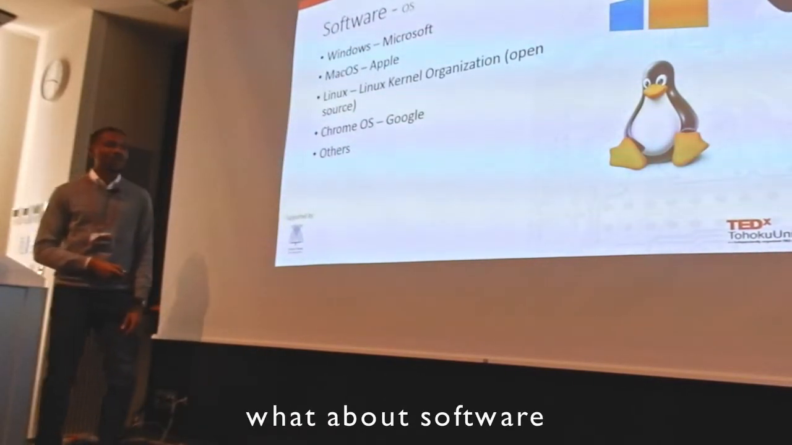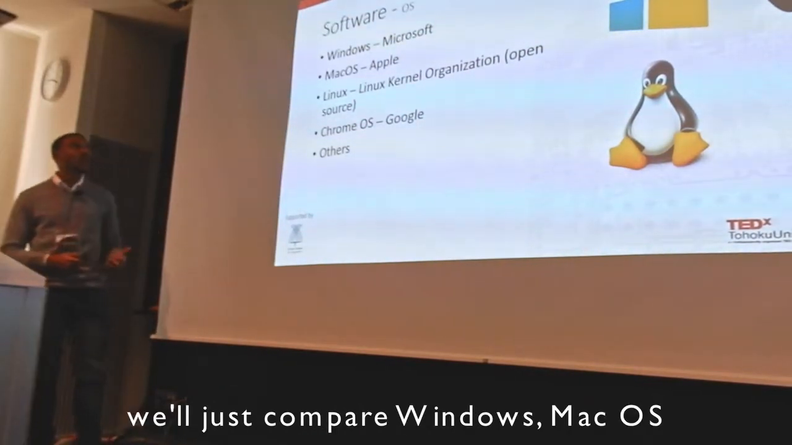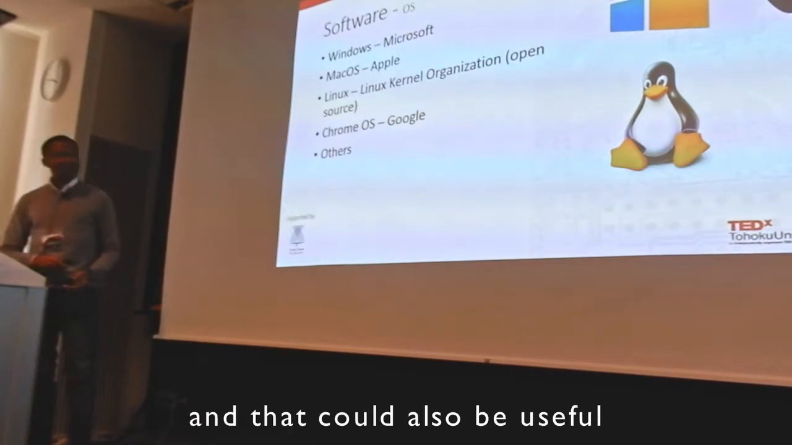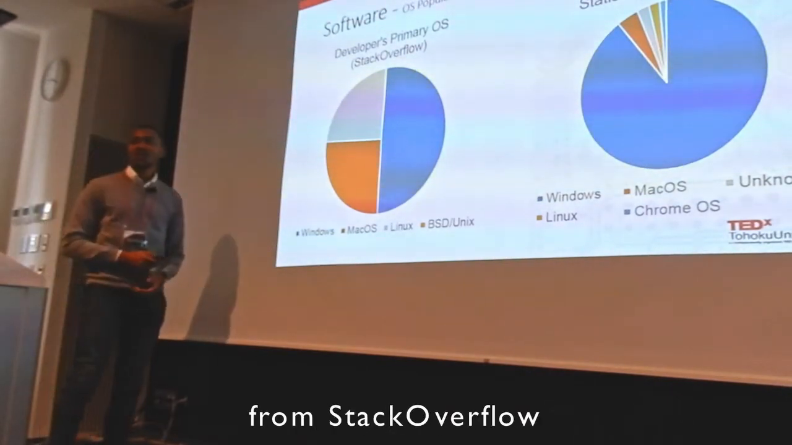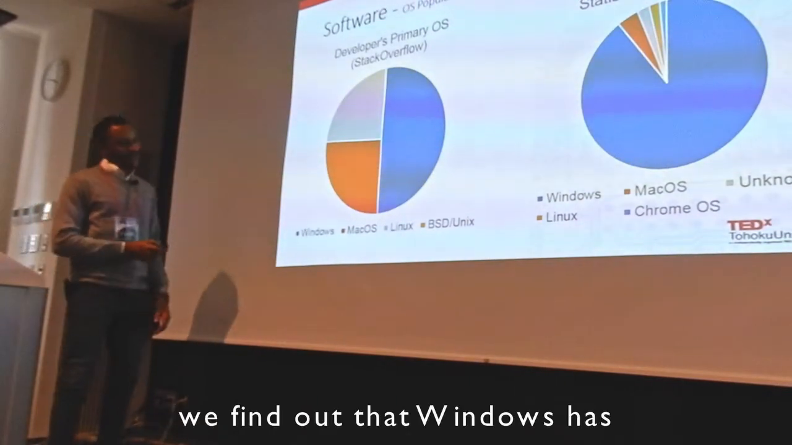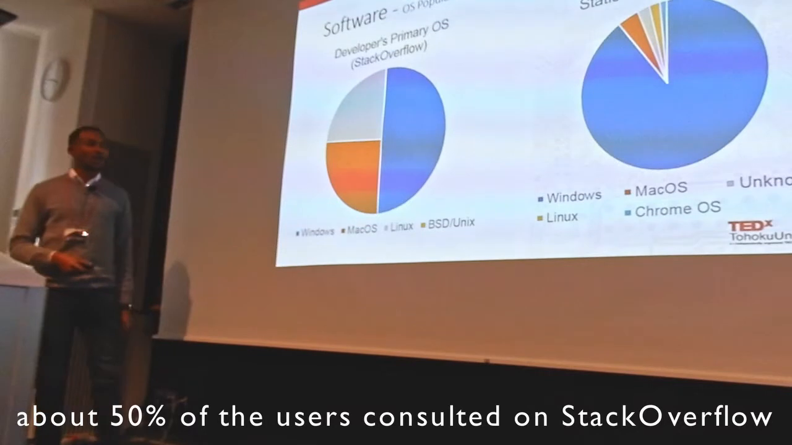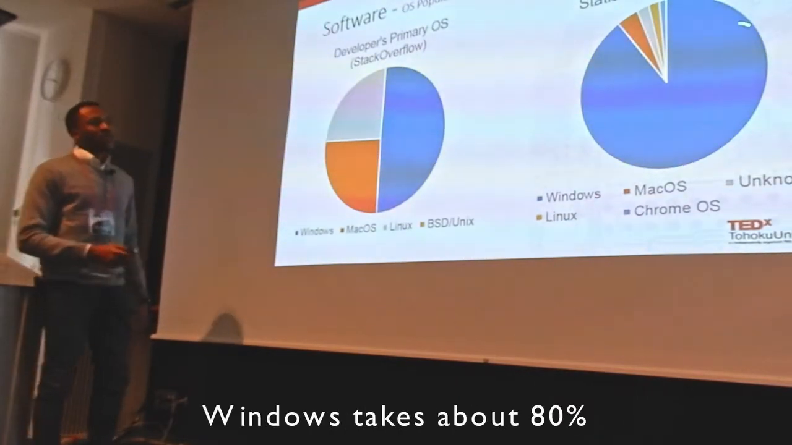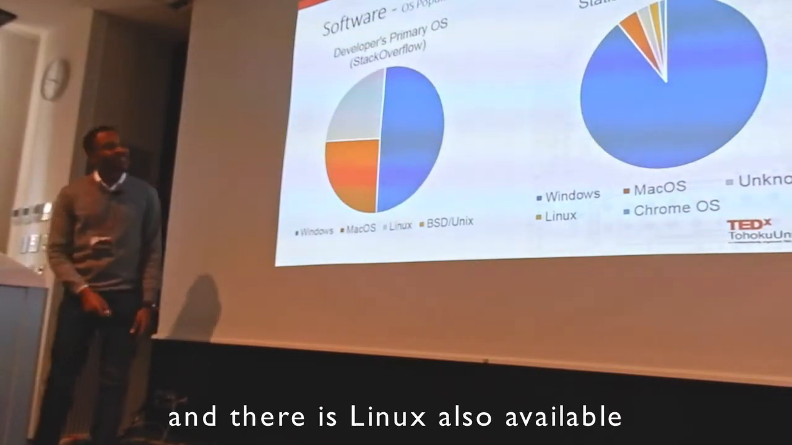What about software? So we talked about the operating systems. You have to do it on the system. We just compare Windows, macOS, and Linux, which are the most popular. There is a Chrome OS that is coming up recently, and that could also be useful. So comparing this from Stack Overflow, a site where people ask questions about programming and stuff, we find out that Windows has more than 50% of the users on Stack Overflow. And for the number of systems on the internet, basically the user side anyway, Windows takes about 80%. However, there is macOS and there is Linux. Linux also is a very good one.